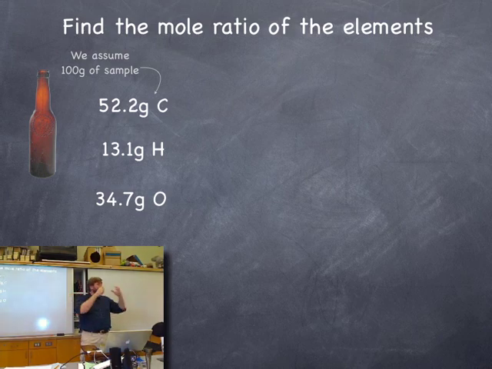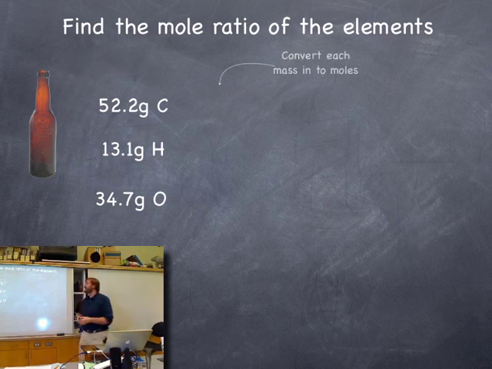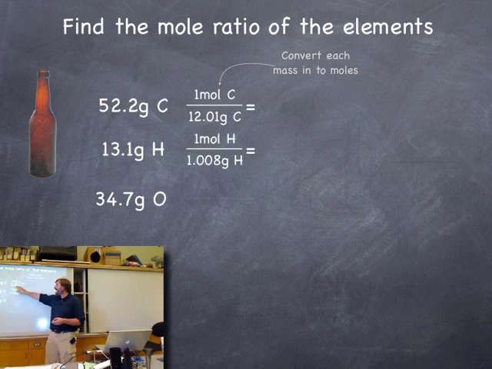What we're trying to get is the grams of the substance, because we can take the grams of that stuff and convert it into moles by dividing by the molar mass.